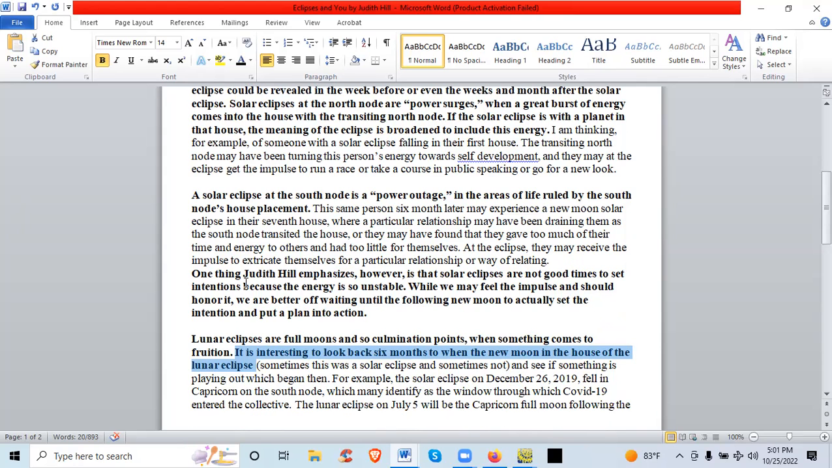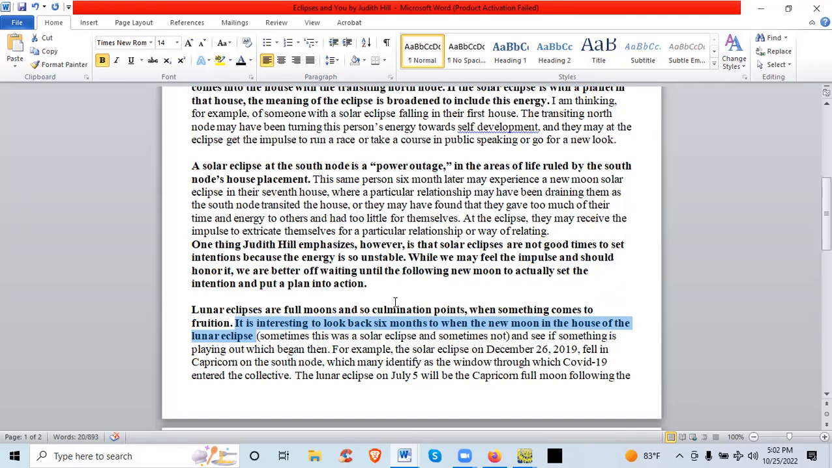One interesting thing that Judith Hill emphasized, however, is that solar eclipses are not good times to set intentions because the energy is so unstable. Even though this is a new moon, it may not be the best time to make a real good intention right now. It might be in a few days or so, or next month when there's an actual new moon that's not a solar eclipse.